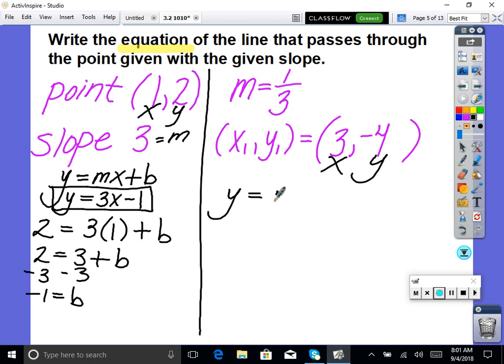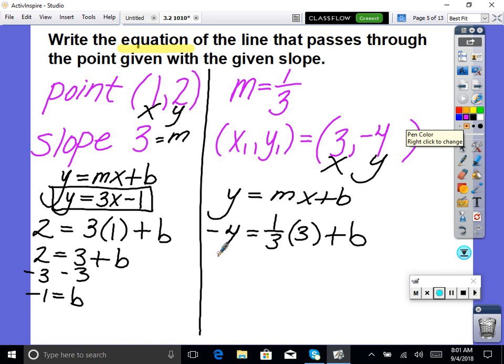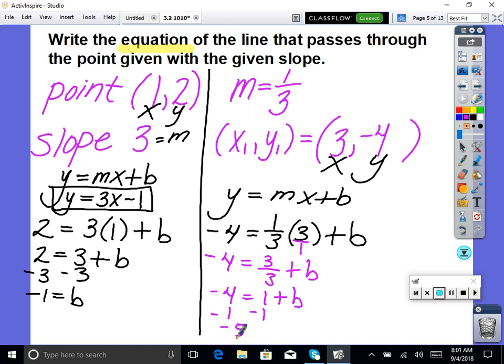So y equals mx plus b. What's y? Our slope is 1/3. Our x is 3. And then we have a plus b, which we don't know what plus b is. Solve for it. So we have negative 4 is equal to, how do we multiply fractions? Straight across. So we have 3 over 3 plus b. So then we have negative 4 is equal to 1 plus b. So we'll subtract 1. Negative 5 equals b.